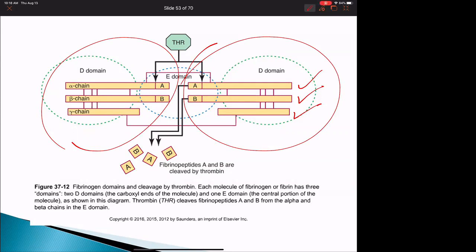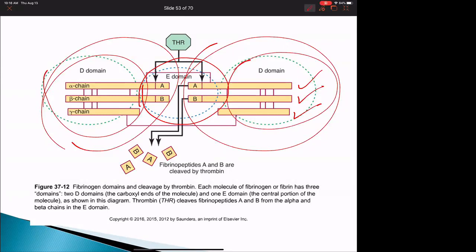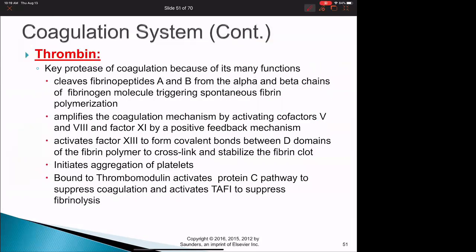Fibrinogen is a molecule that forms a central E domain. So right over here in blue is the E domain. And then you have 2 D domains at each end. So this is the D domain, and this is the other D domain. Remember I said, going back, thrombin: one of its main functions is to come in and cleave fibrinopeptides A and B from the alpha and beta chains of fibrinogen. What this does is trigger spontaneous fibrin polymerization.